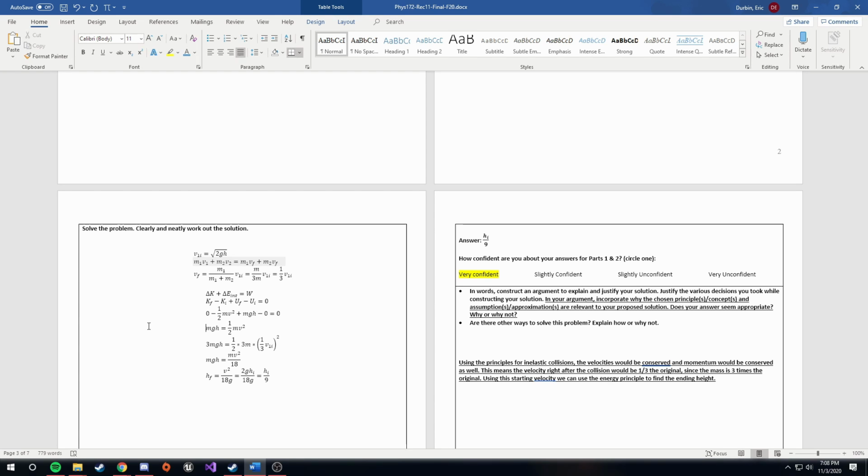Like in this scenario, the final velocity is actually 1/3 of the initial velocity, because there's a change in internal energy involved. If you want to use the energy principle, or if you want to use the momentum principle, it's because the masses increased while velocity stayed the same.